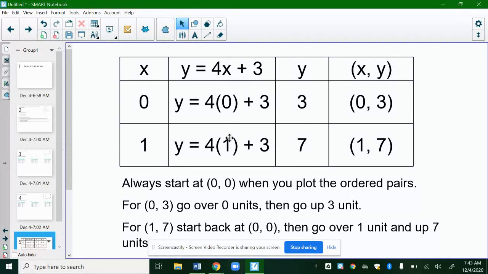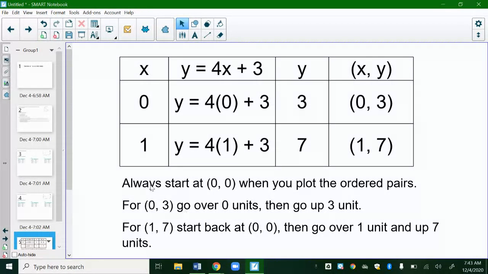All I'm doing is replacing the x with those x values and evaluating. So 4 times 0 is 0 plus 3. That's where I got this 3. 4 times 1 is 4 plus 3. That's where I got this 7. And I put these all together. I took the 0, the x value, and the 3, the y value, and put it in my ordered pair. Same here with the 1 and 7.